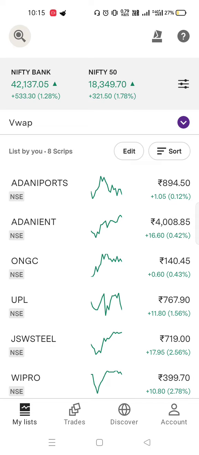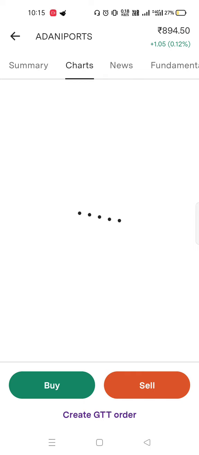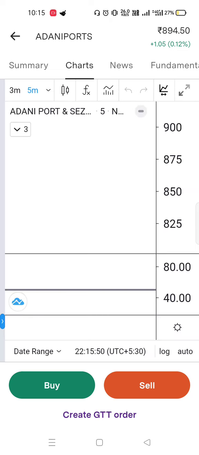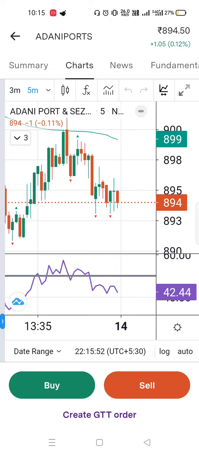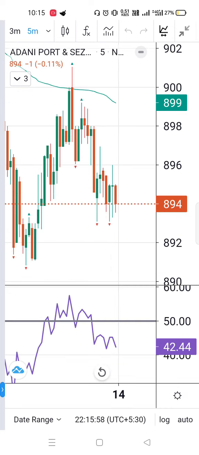So first I need to go for Adani Ports. In Adani Ports you can go for the chart, and in the settings you can adopt the indicators, that is RSI, and one more thing, you can adopt VWAP also. So this is what we call Adani Ports.